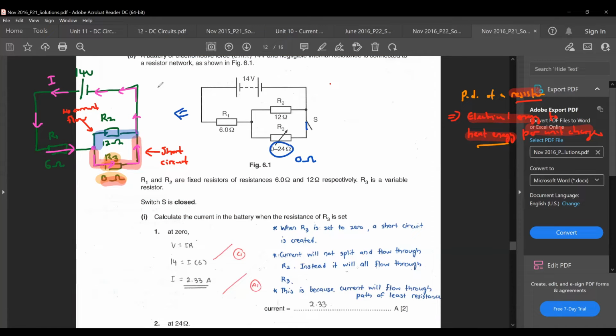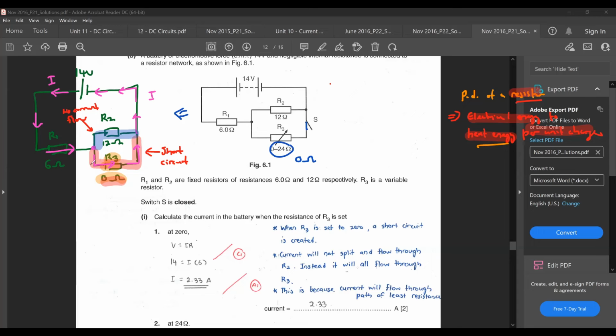Okay, so this is like this. They want you to calculate the current in the battery when the resistance is set to 0. So what you can just do is apply Kirchhoff's second law from here.